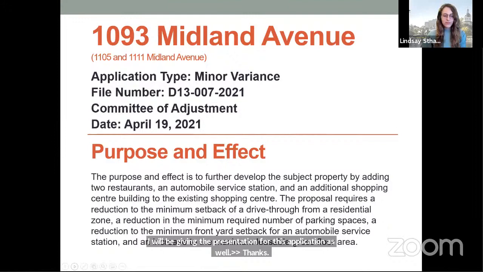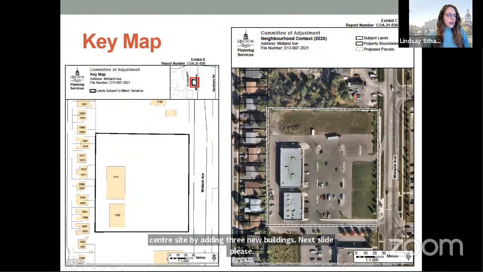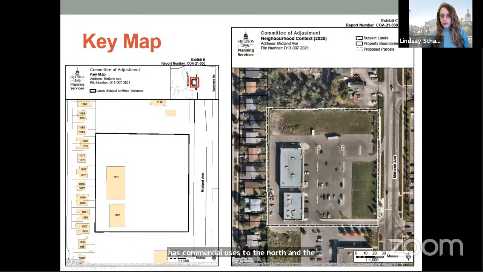The purpose of this application is to reduce the minimum setback for a drive-through, to reduce the required number of parking spaces, to reduce the front yard setback, and to increase the maximum gross floor area in order to further develop the existing shopping center site by adding 3 new buildings. Next slide, please. Once again, I've included the key map and the neighborhood context map. This property fronts onto Midland Avenue and has commercial uses to the north and the south. The west side of the property abuts residential uses. Next slide, please.